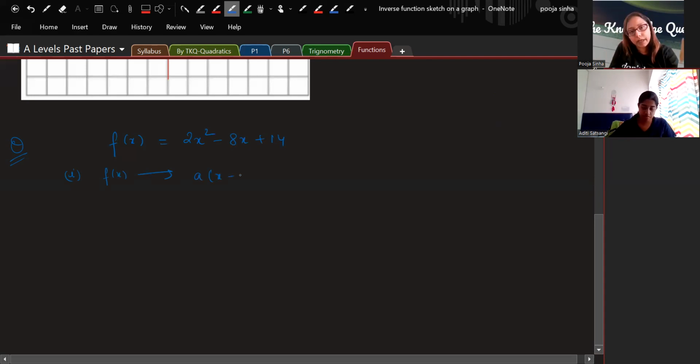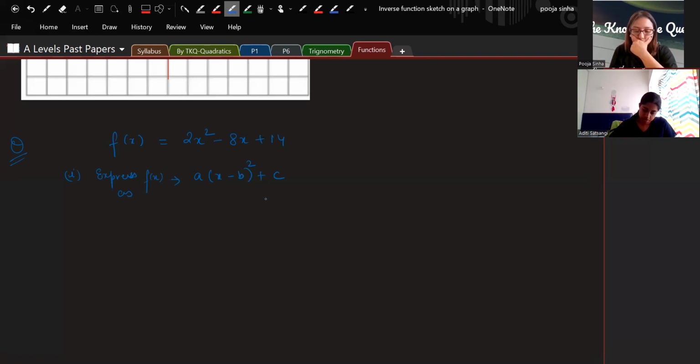a(x minus b) whole square plus c. This is one of the past paper questions. That's your first question: express f(x) as a(x minus b) the whole square plus c. Do you understand what form this is? This is mostly the completing the square method.